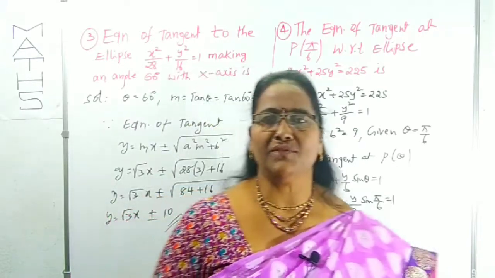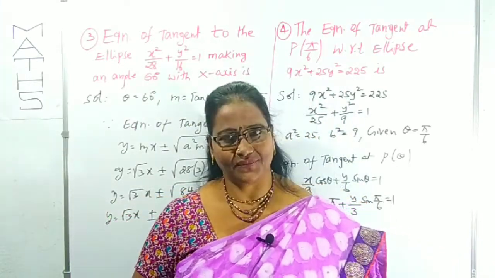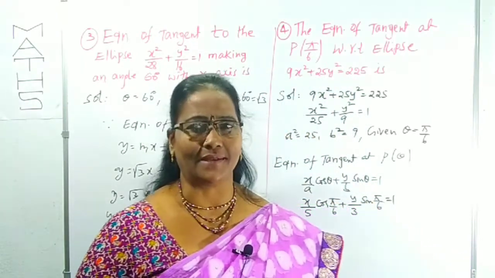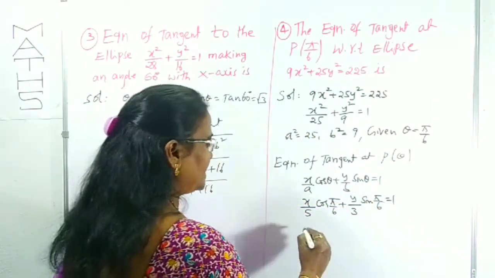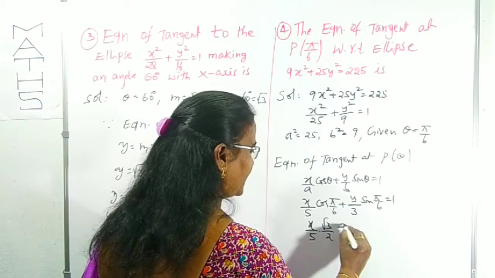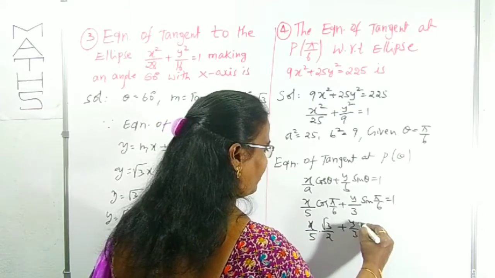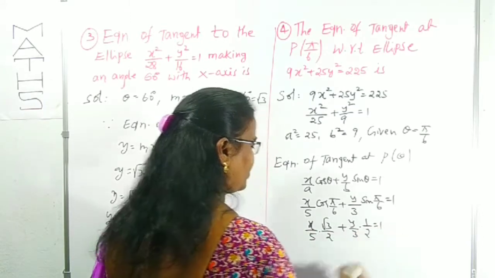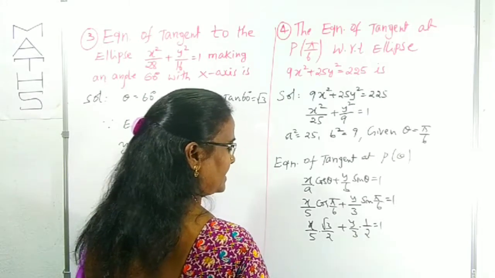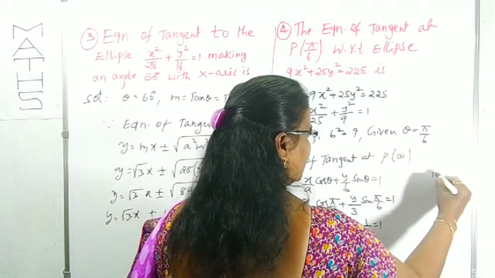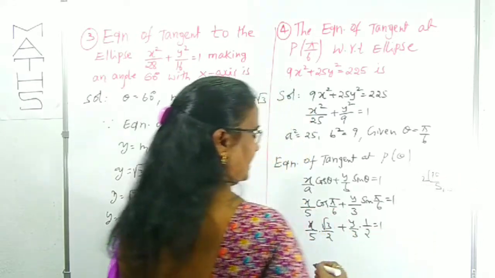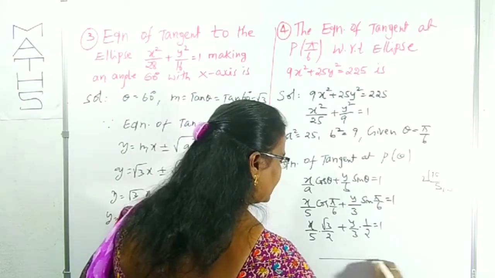What is the value of cos pi by 6? Exactly, root 3 by 2. Sin pi by 6? Yes, 1 by 2. Then it is clearly x by 5 of root 3 by 2 plus y by 3 of 1 by 2 is equal to 1. By taking the LCM of 10 and 6, you know very well, 2 5s, 2 3s, 30. We can take 30 as its LCM.